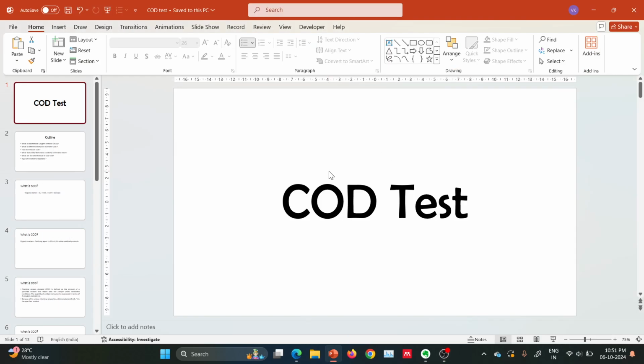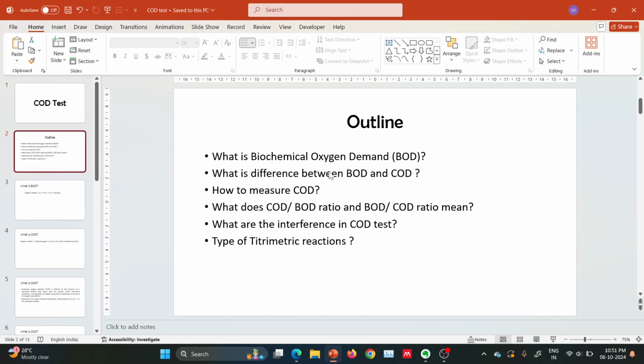So let's start with the COD test. The outline of the COD test is this. We will understand what BOD is, what the difference between BOD and COD is, and how to measure COD. What does the COD by BOD ratio, or BOD by COD ratio, mean, what is the interference in the COD test, and what are the types of titrimetric reactions.